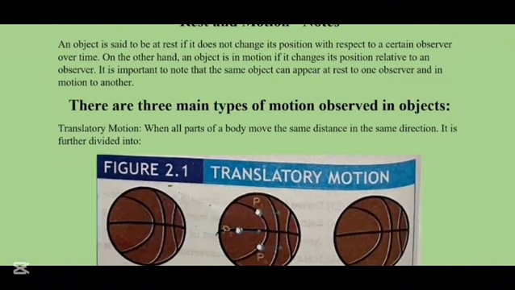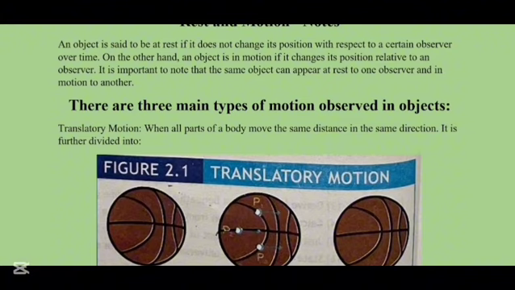So, rest and motion. An object is said to be at rest if it does not change its position with respect to a certain observer over time. On the other hand, an object is in motion if it changes its position relative to an observer. It is important to note that the same object can appear at rest to one observer and in motion to another. So there are three main types of motion observed in objects.